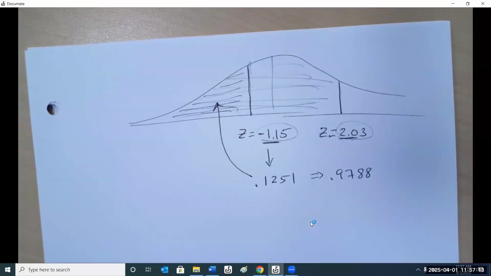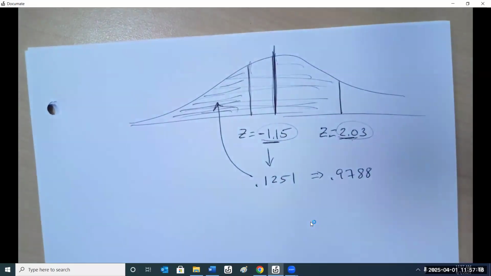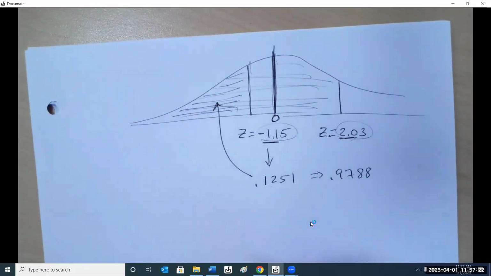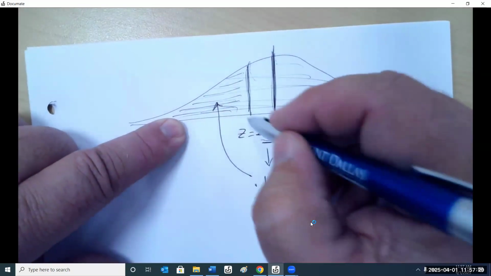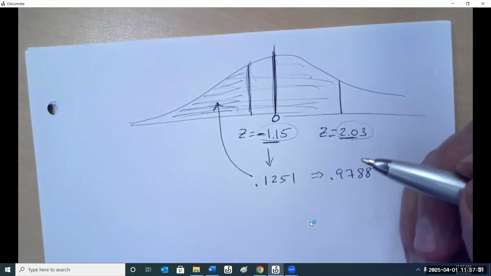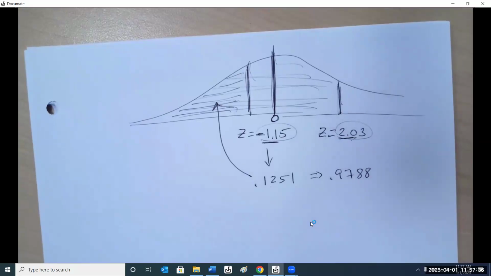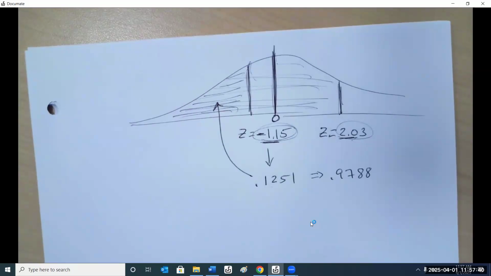If you noticed, here's the mean. The mean is 0. That means anything to the left of the mean has to be what? Has to be negative. Sure enough, this one here is to the left, so it's negative 1.15. The one to the right of it is positive since it's to the right of it. What the z numbers represent is how far the number you're looking for is away from the mean.